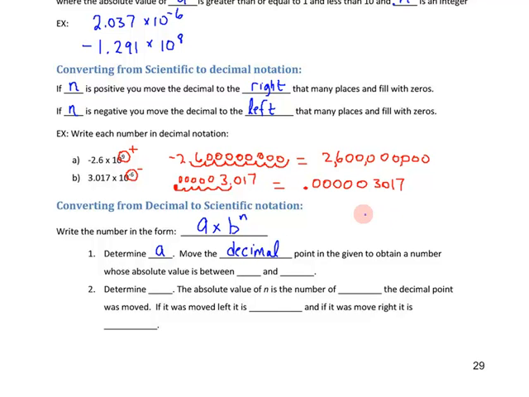in the given number to obtain a number whose absolute value is between 1 and 10. You move the decimal place just to the right of the first non-zero number as you go from left to right. Okay, it's just to the right of the first non-zero number from left to right. Then you determine n. The absolute value of n is the places the decimal point has moved, and if it was moved to the left, right? Well, let's say it this way: if it's moved to the left, so if I had to move the number to the left to get to where it is, like from here, if I had to move it back to here, that means it's positive.